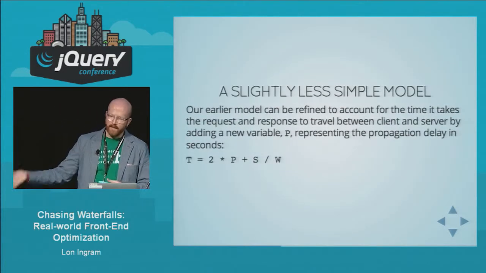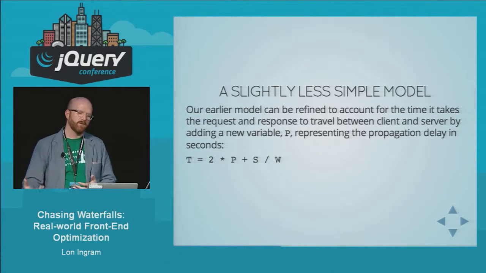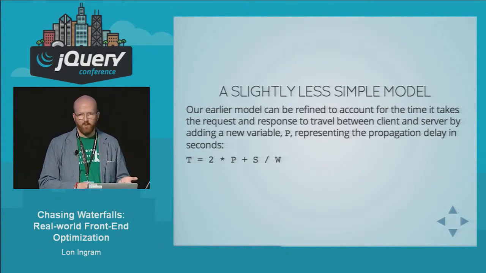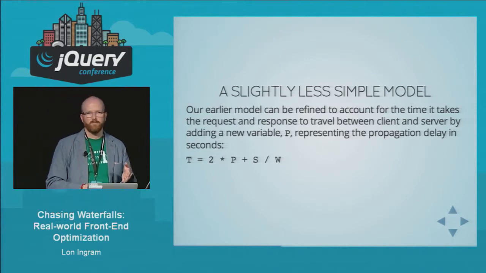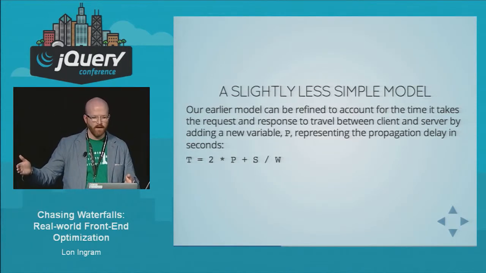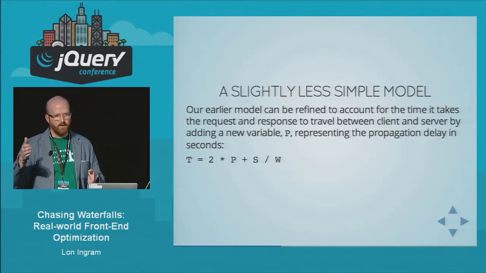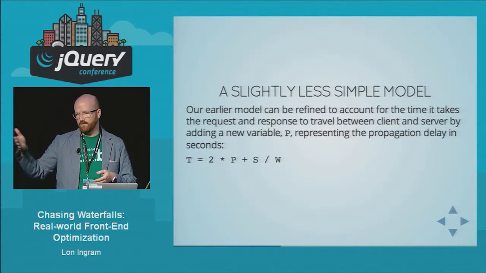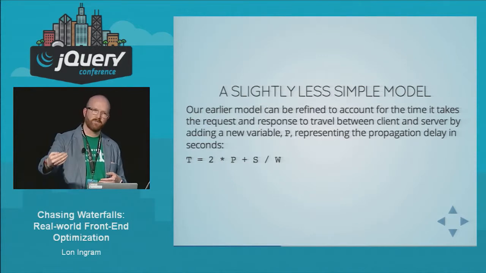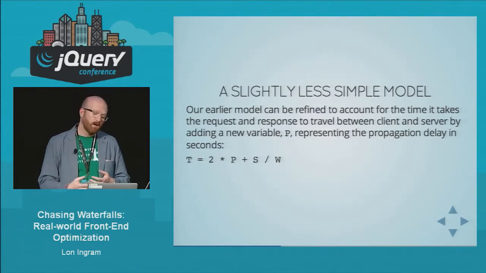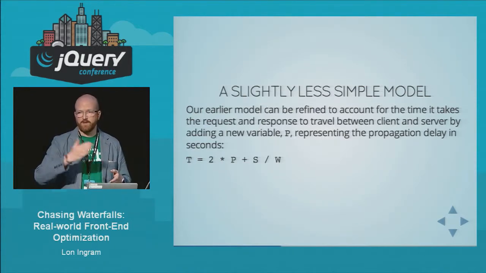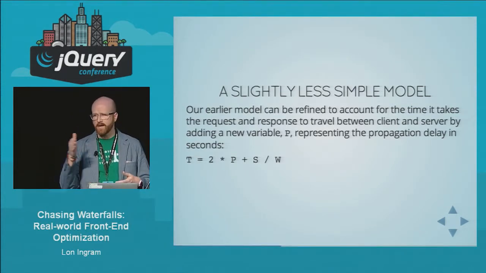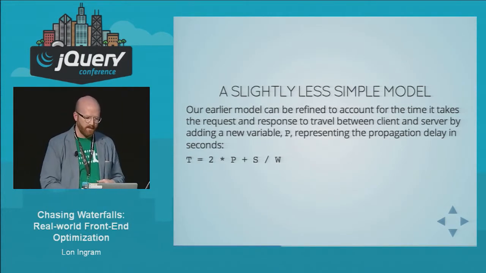So let's put latency into our model, and I think this will start to illustrate a little bit better where I'm going with this. We add a new variable p, which represents the propagation delay between the client and the server. The client is going to have to send a request for a file, and then the server is going to send back a response that is the file. So we have to pay that propagation delay twice. We plug that into our model: t equals 2 times p plus s divided by w.